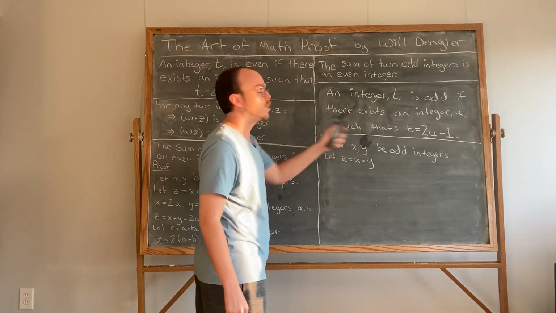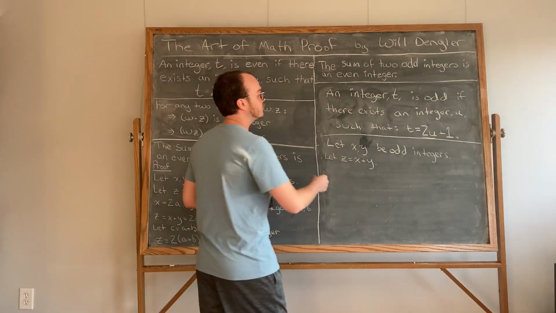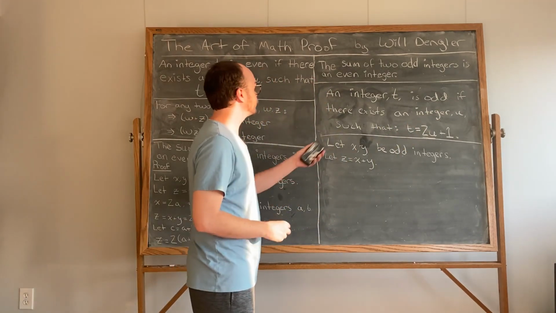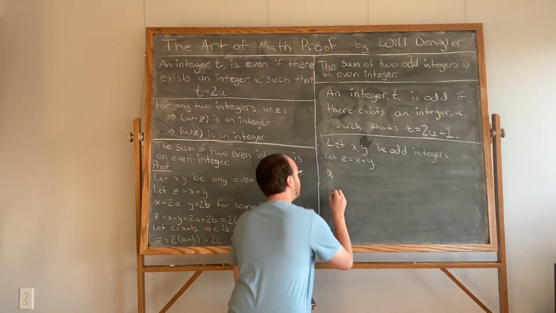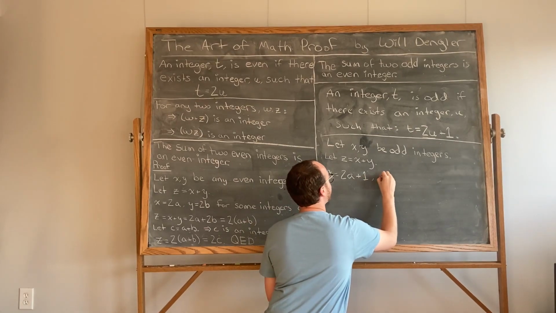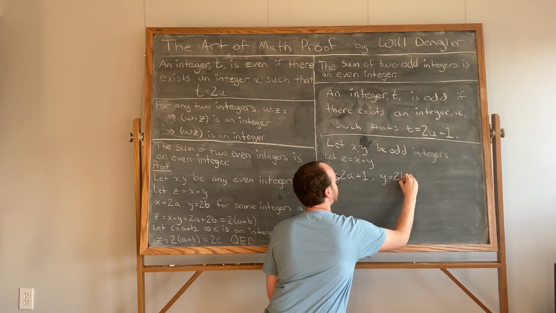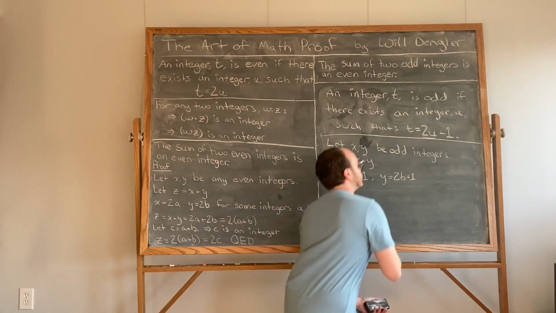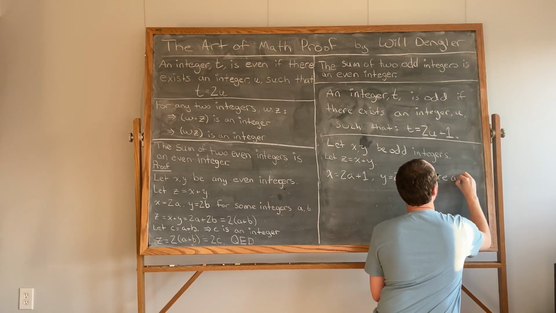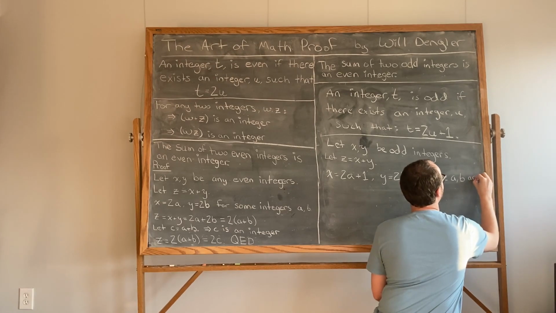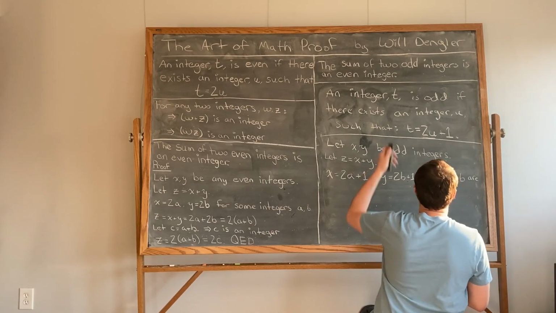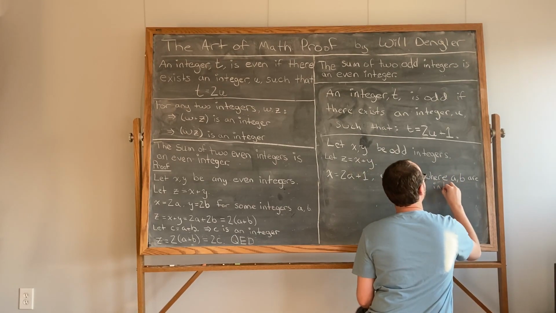Okay, well, x and y are odd integers. Well, that means that they can be written in this form. So let's do that. Let's write x is equal to 2a plus 1, where a is an integer. We know that y is going to be equal to 2b plus 1, where b is an integer. And we know this because both x and y are odd integers, so we know the integers a and b must exist by our definition of odd.